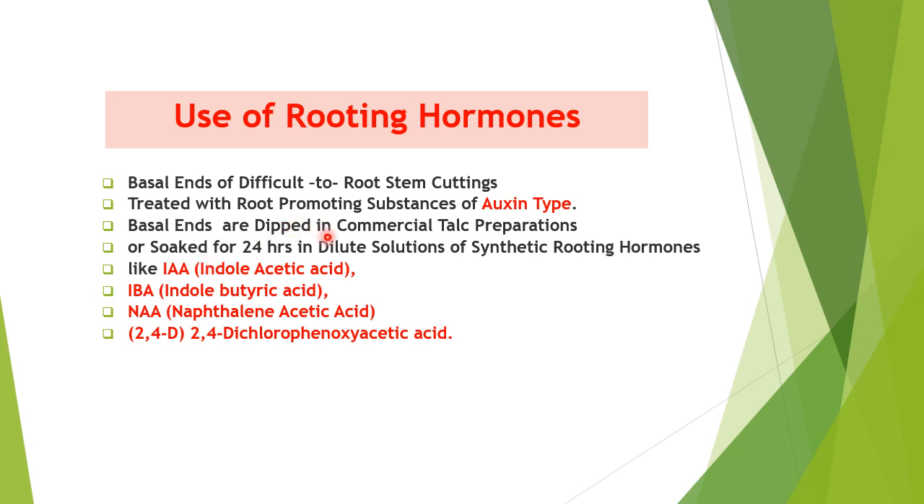Basal ends are dipped in commercial talc preparations also, or soaked for 24 hours in dilute solutions of synthetic rooting hormones like indole acetic acid, indole butyric acid, naphthalene acetic acid, and 2,4-D. These are some of the synthetic hormones. Though there are also natural preparations which promote rooting, here we are focusing on the types which are auxin type and synthetic in nature, which are proving good for promotion of adventitious roots in the stem cuttings.